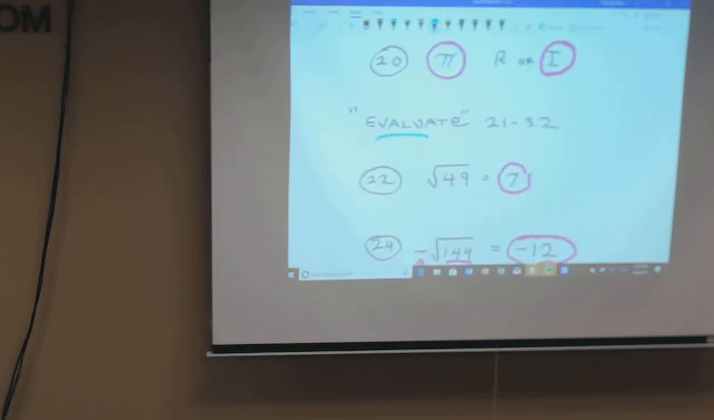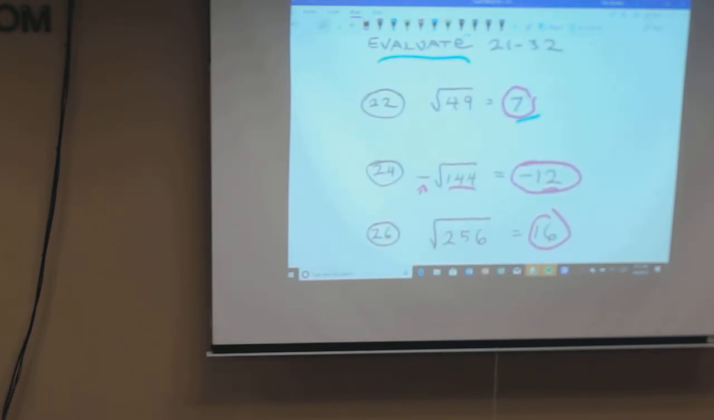Let's move on to number 22. Evaluate. You know what it means to evaluate? Well, what does that say? It says the square root of 49, so hit the square root button. That's what it means. Get a calculator with a square root button, or make a chart. And if you look at your chart, you go, oh, 49. The square root of 49 is 7.